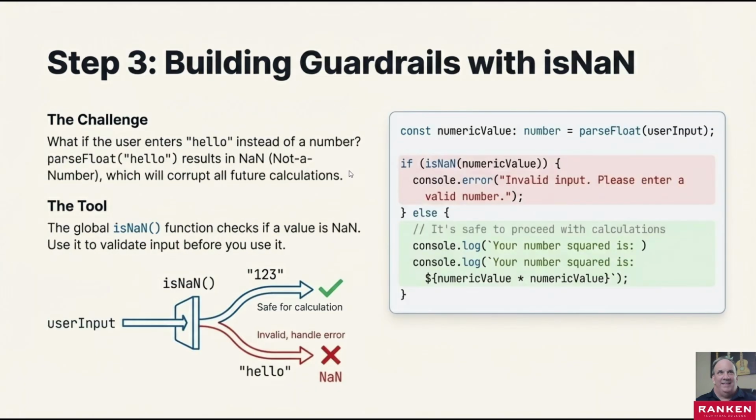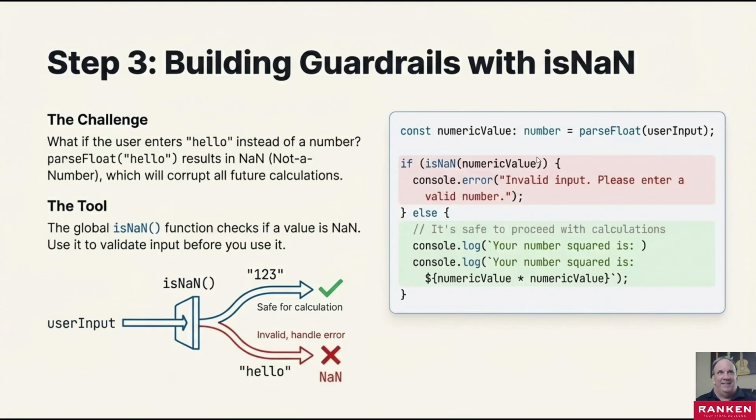Now we want to build some guardrails around that. So what if the user enters hello instead of a number? When you do a parseFloat on hello, it's going to result in NaN, not a number, which will corrupt all future calculations. So the tool is the global isNaN function, which checks if the value is not a number. Use it to validate input before you use it.